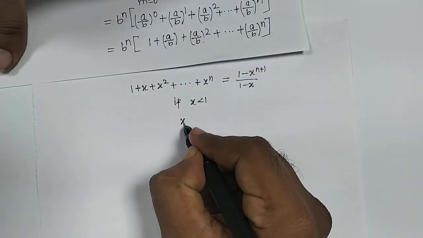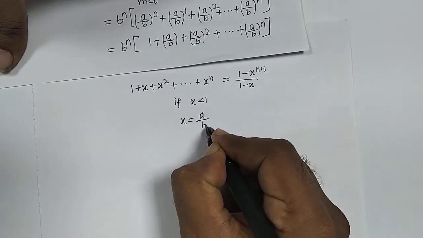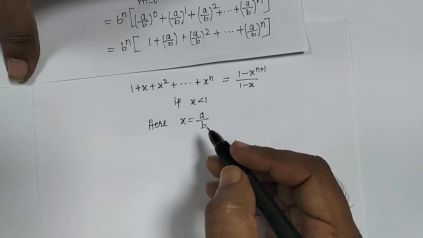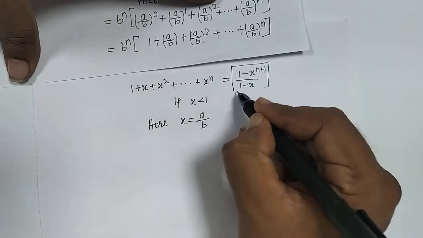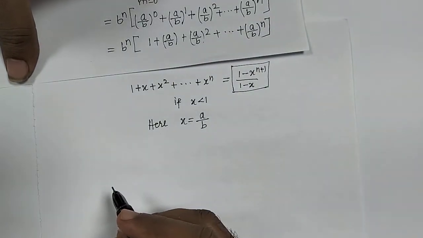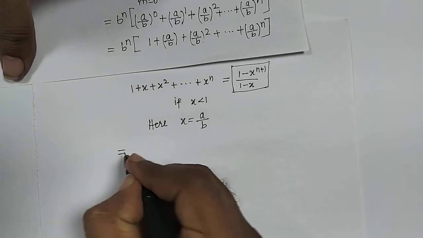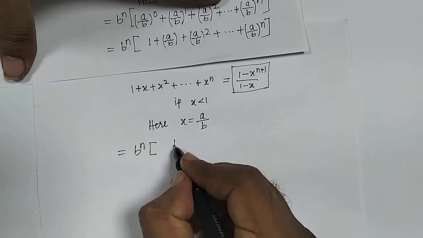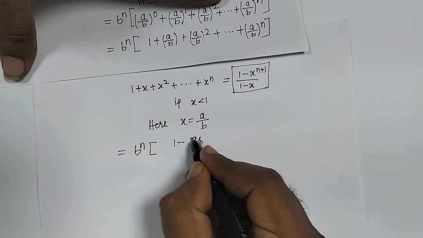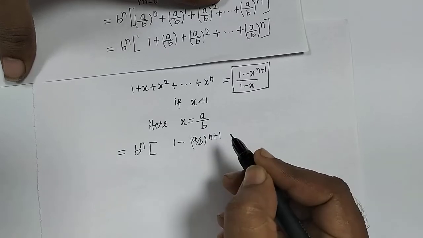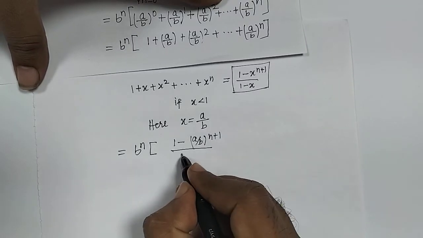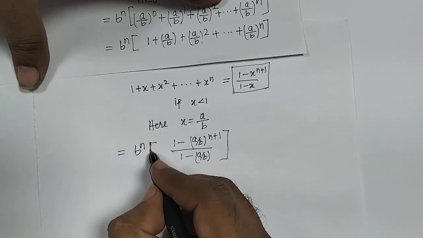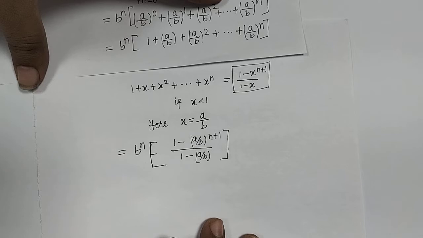What is your x value? X equal to a by b, right? Here x equal to a by b. This a by b I am going to substitute in our general formula, 1 minus x power n plus 1 divided by 1 minus x. So I am writing here b power n, and 1 minus x will be a by b whole power n plus 1, and divided by 1 minus a by b. This is our substitution final value.